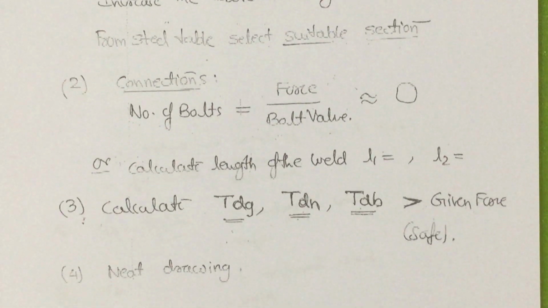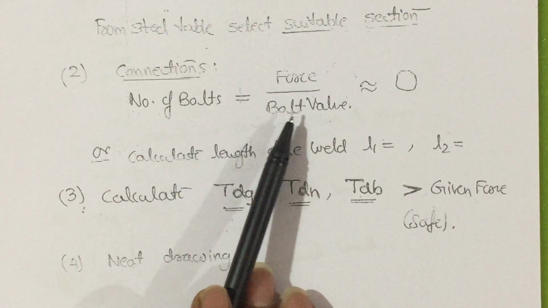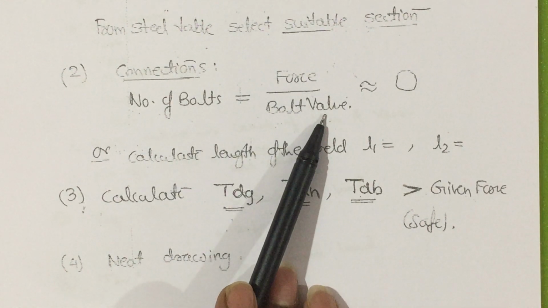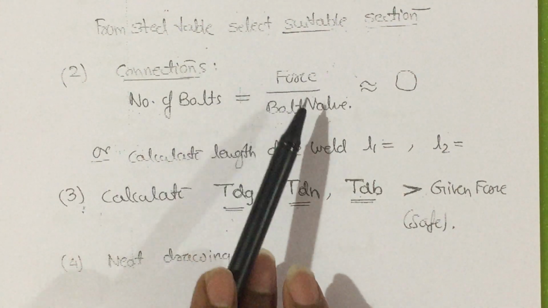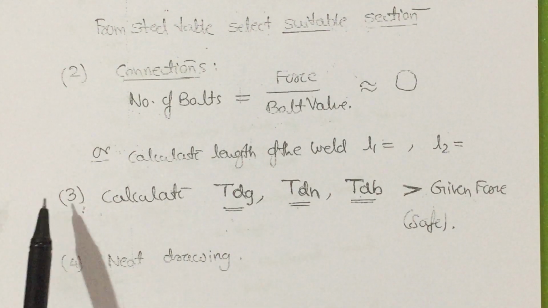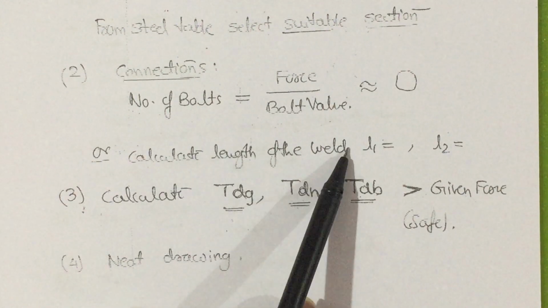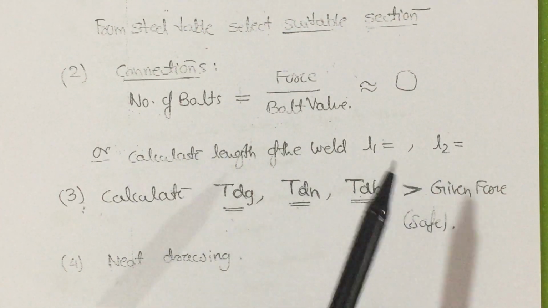Then second step, we will go to the connections. First, we are going to calculate bolt value. Once we calculate the bolt value, the number of bolts is given by force divided by bolt value. You will get approximately the number of bolts. Or calculate the length of the weld if it is welded connection, that is L1 and L2.